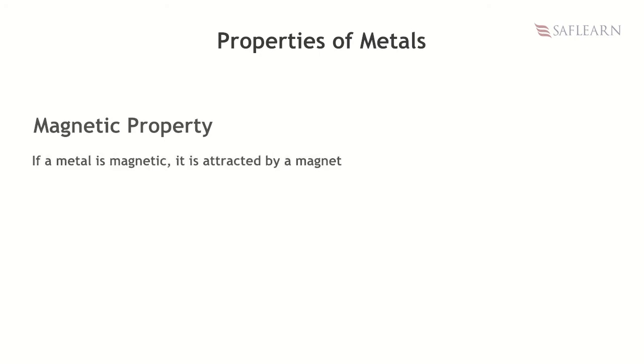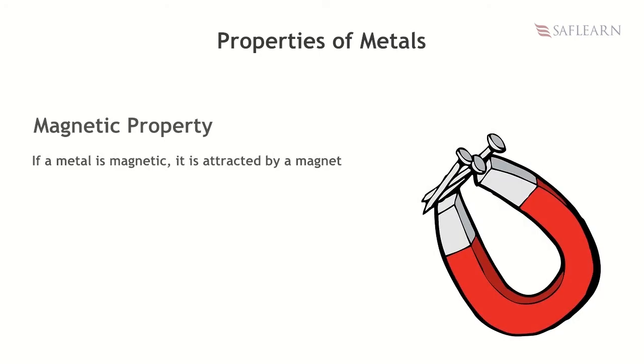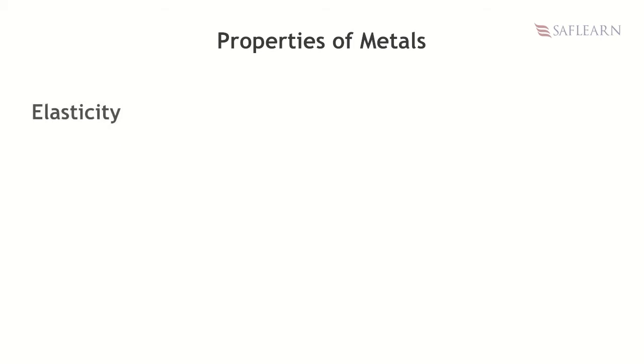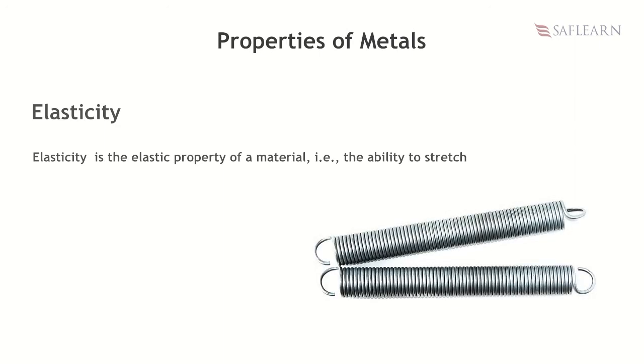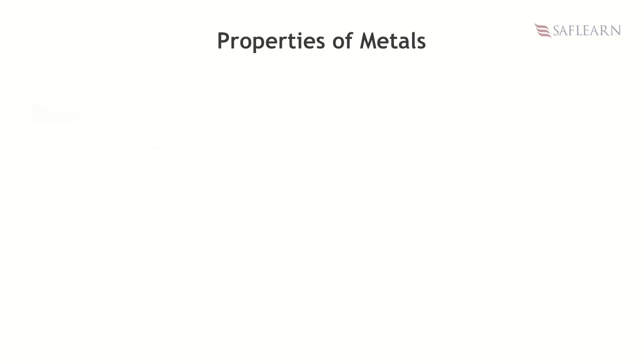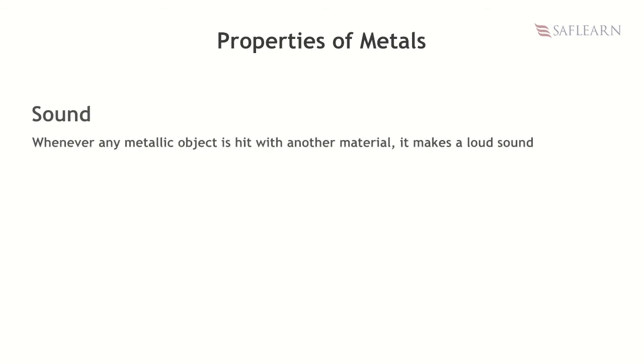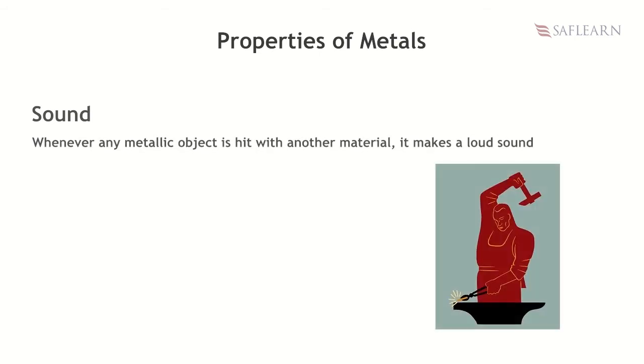6. The magnetic property of a metal. If a metal is magnetic, it is attracted by a magnet. Magnetic property is used to differentiate ferrous metals from non-ferrous metals. A magnet will attract ferrous metals but will not attract non-ferrous metals. 7. Elasticity, which is the elastic property of a metal, that is, its ability to stretch. Whenever any metallic object is hit with another material, it makes a loud sound.